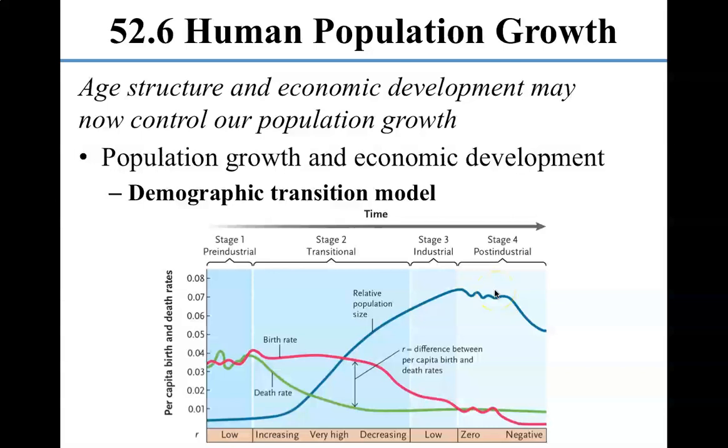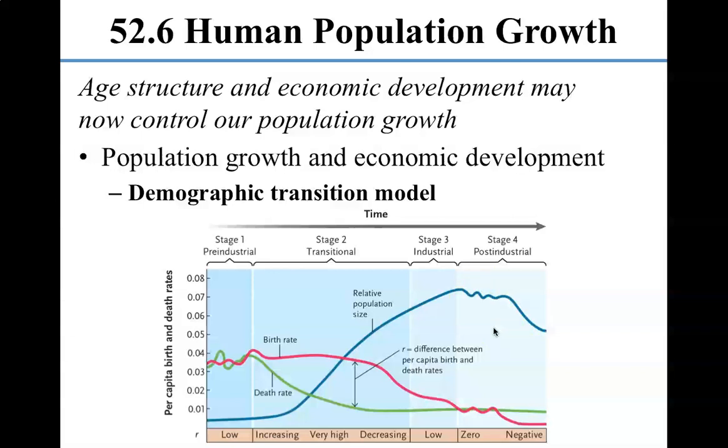So, where is the United States? So which stage are we in? So we are somewhere in here. We're in the post-industrial stage. So in the US, our population would be declining, except we get a lot of immigration. Europe is another example that is in the post-industrial stage, so their population size is declining, and they've been actually mitigating that by increasing immigration rates.